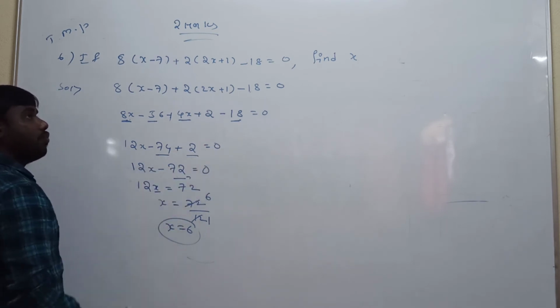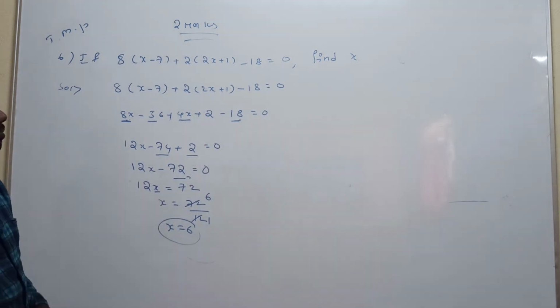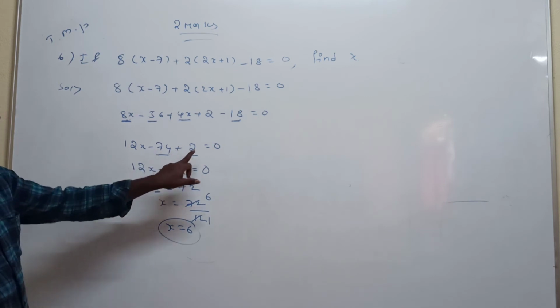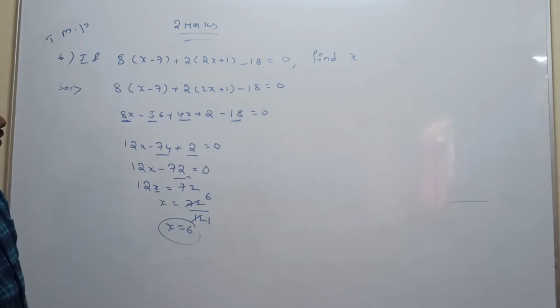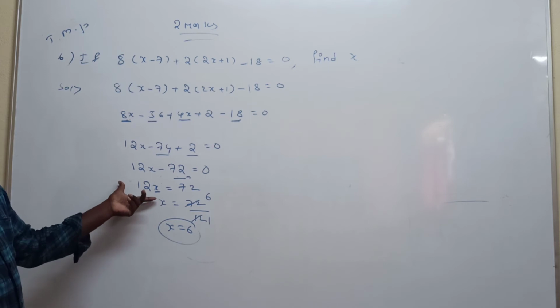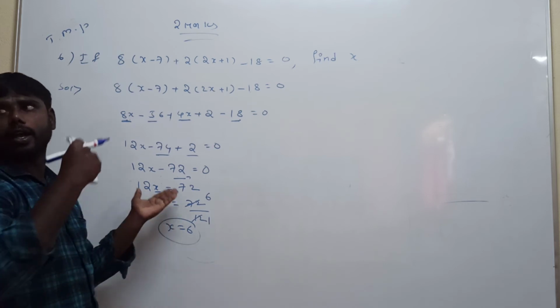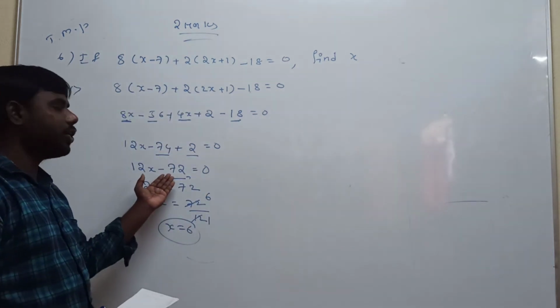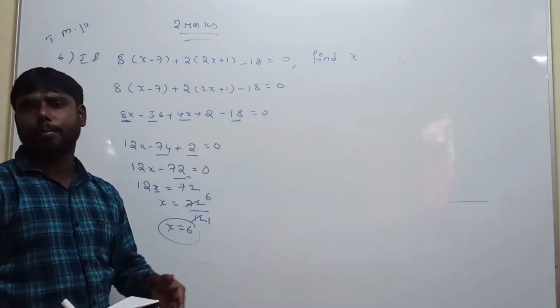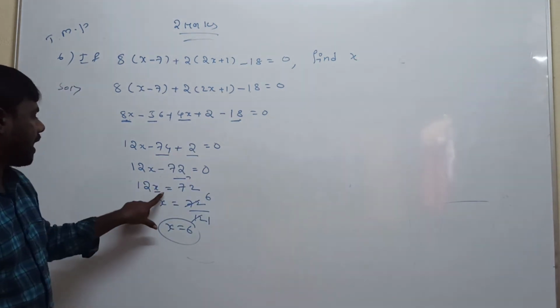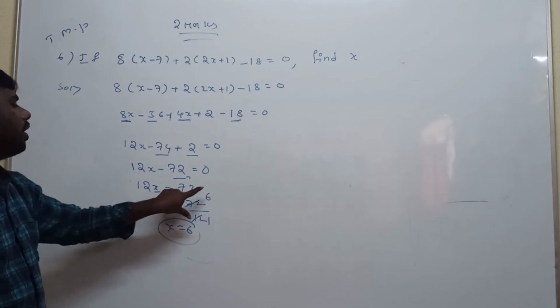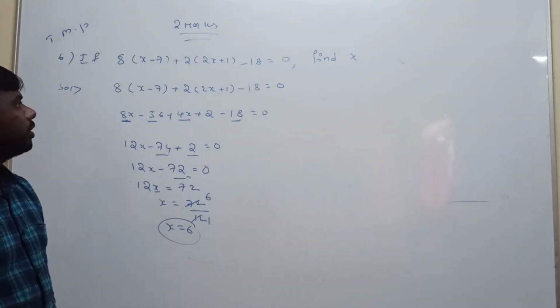Now 74 and 2 are constant values. Subtracting, minus 74 plus 2 is minus 72, equal to 0. So we calculate the x value; that's why the constant value goes to the right hand side. Minus 72 is a constant value, taken to the right hand side, means plus 72. So only to calculate x, what is 72 by 12? 12 sixes are 72, x is equal to 6.